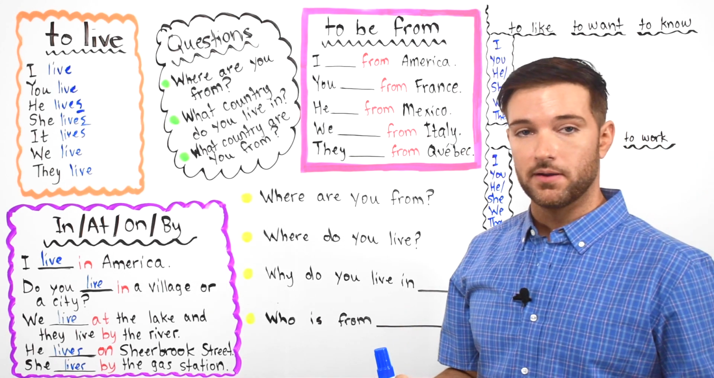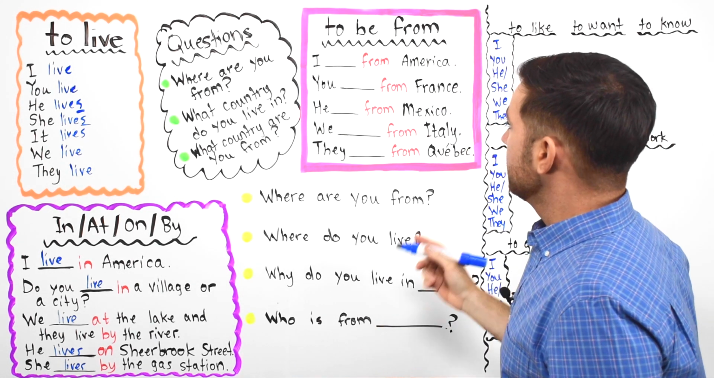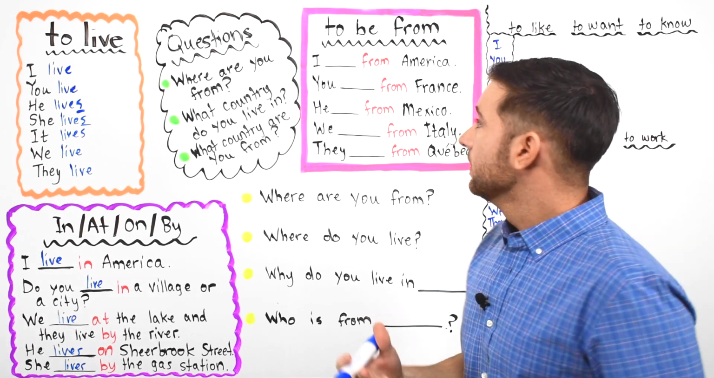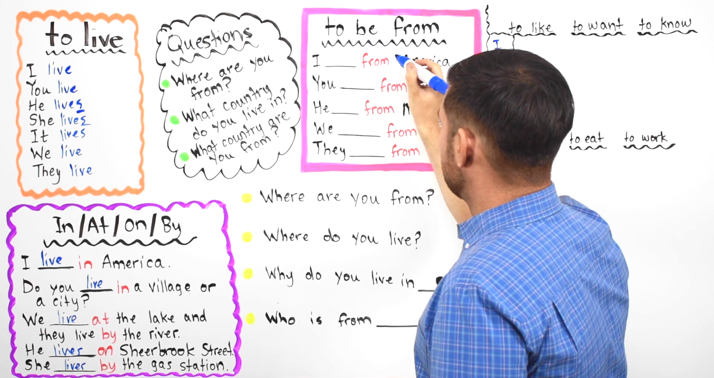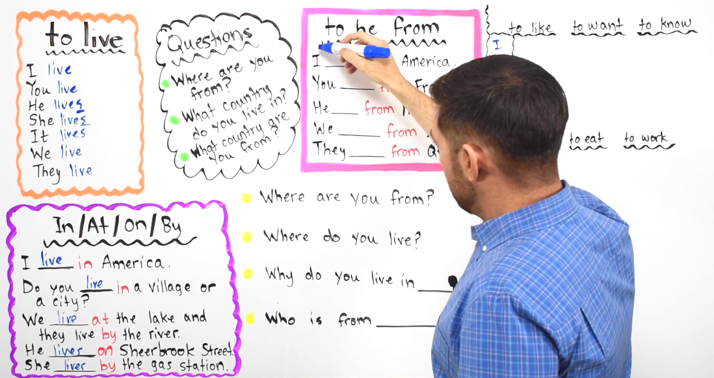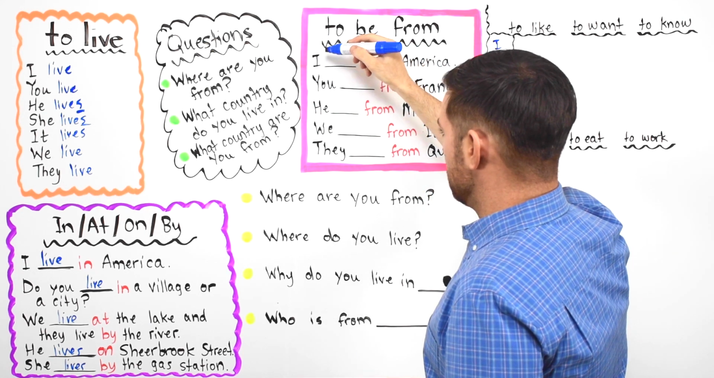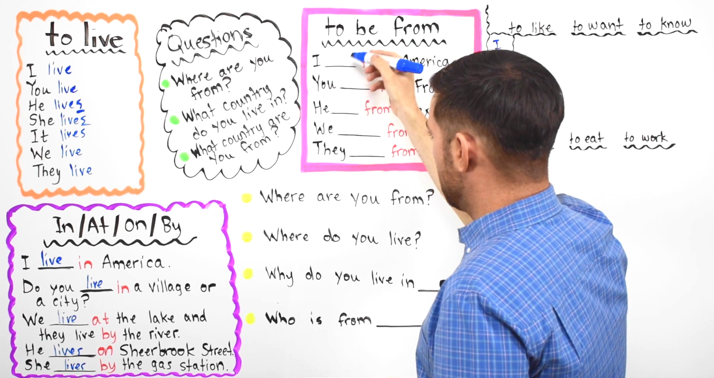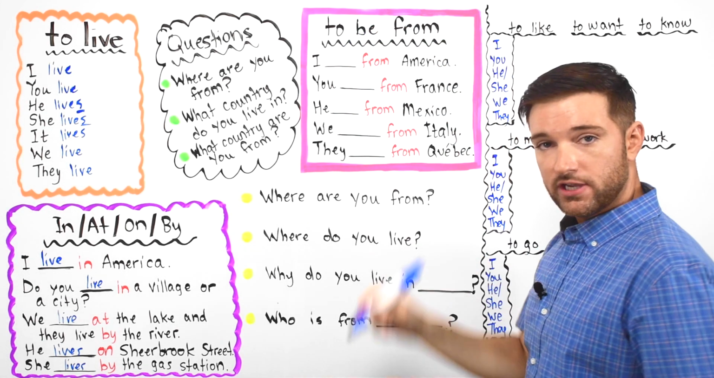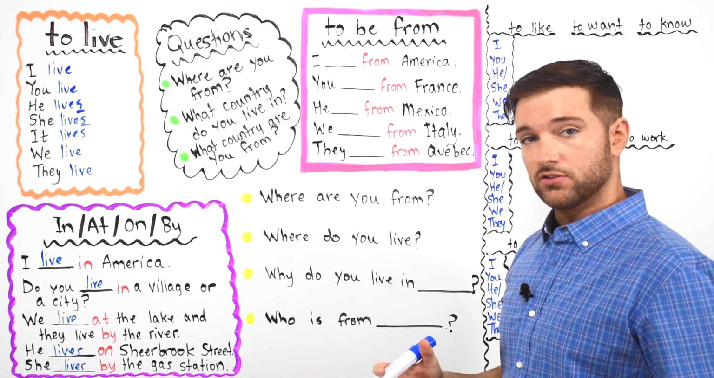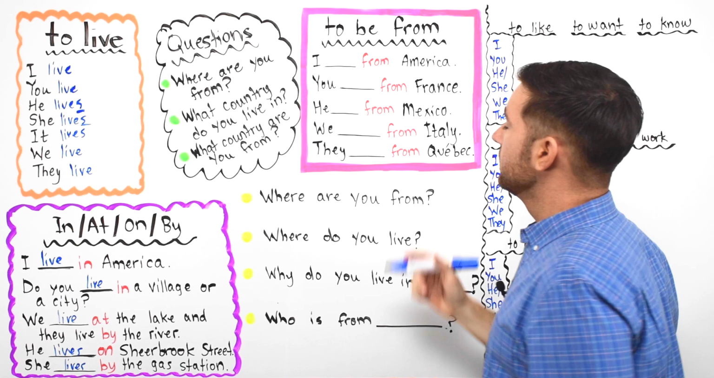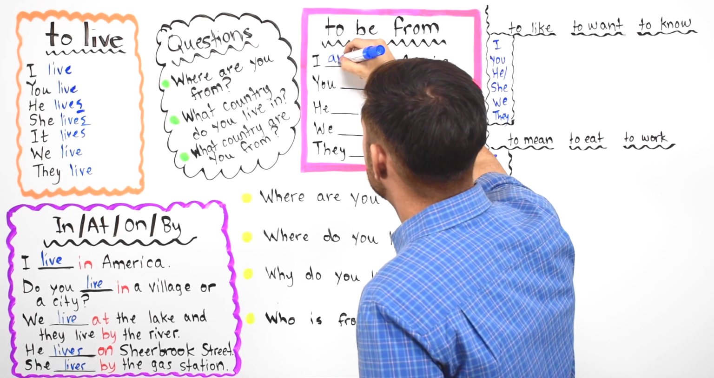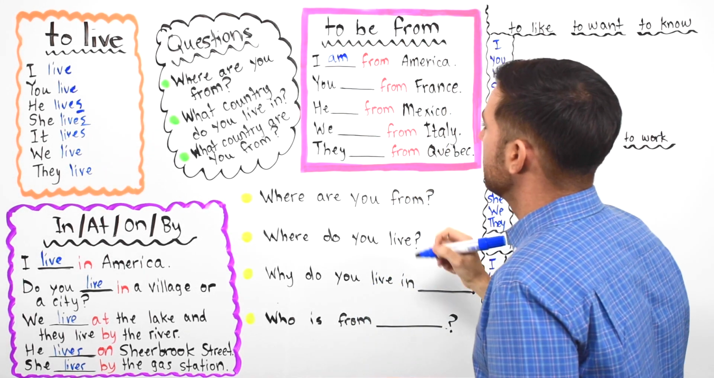Okay, to be from. So let's talk about where you're from. Now you can see here that we have the verb to be, and we're going to conjugate it according to the preposition here. So we have I, the preposition I, and do you remember how to conjugate it? It's irregular. So to be is an irregular verb. So we're going to say I am from America.